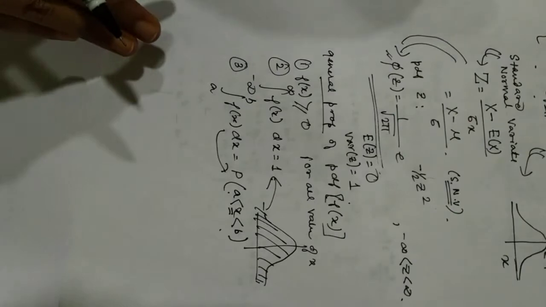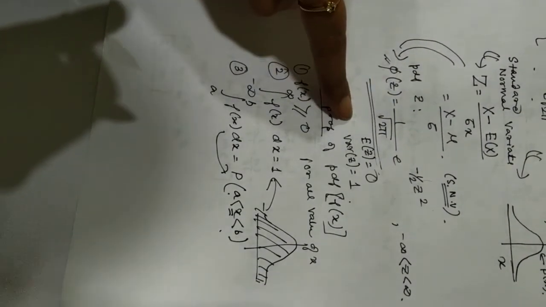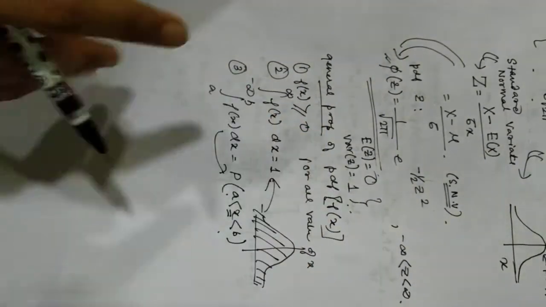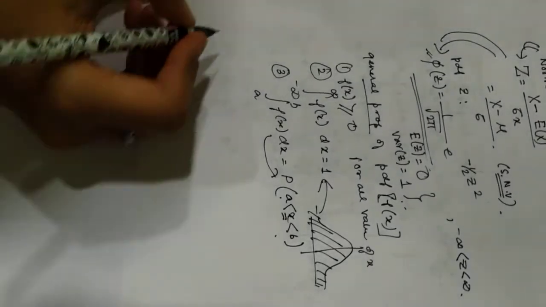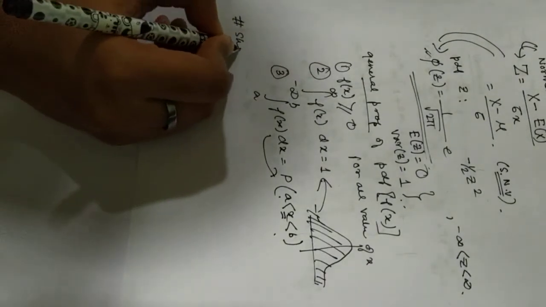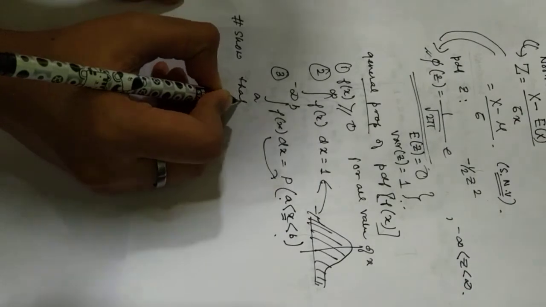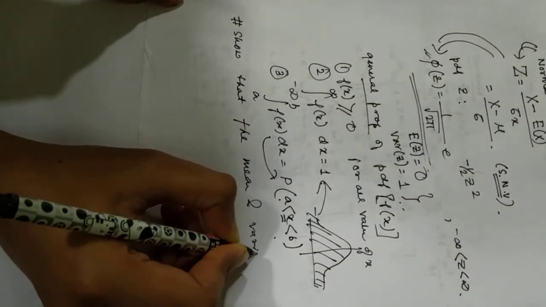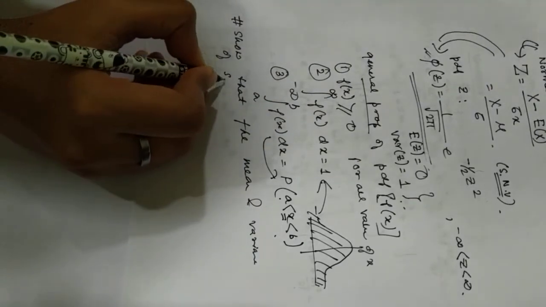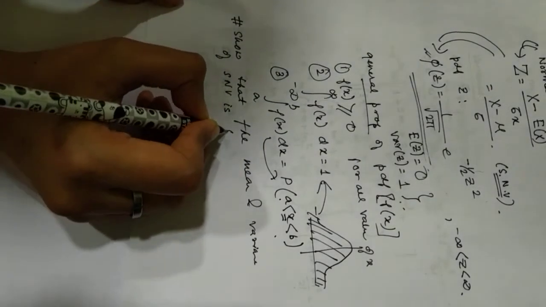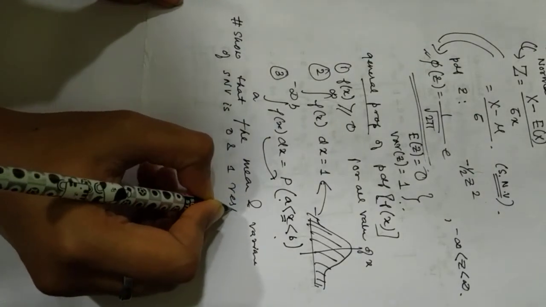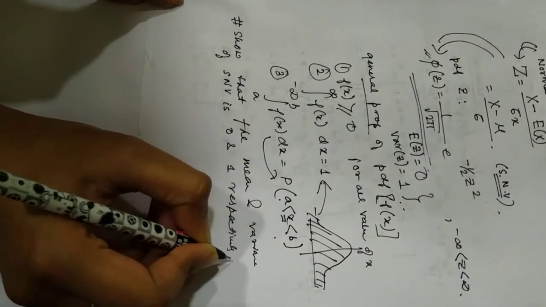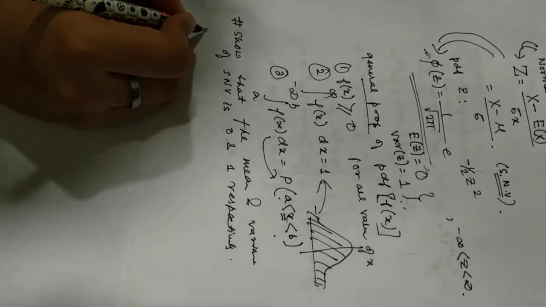Now, specifically, let's try to prove that in case of a standard normal variate, the mean and variance are 0 and 1 respectively. So our motto is to show that the mean and variance of a standard normal variate are 0 and 1 respectively. First, let's try to show the mean.